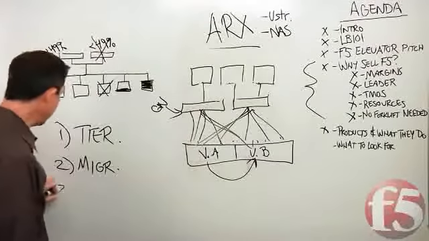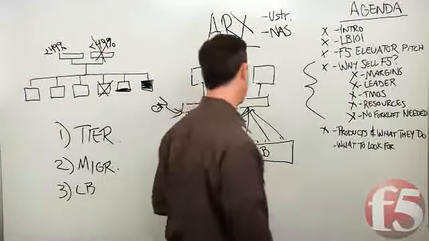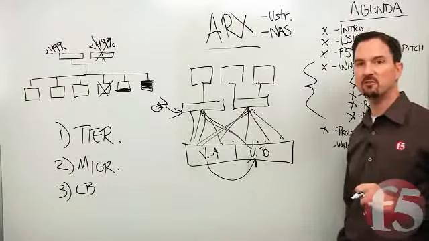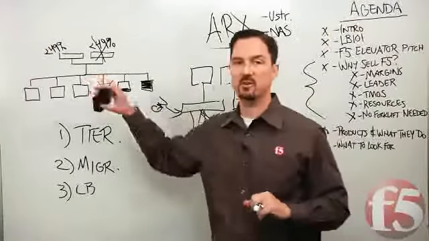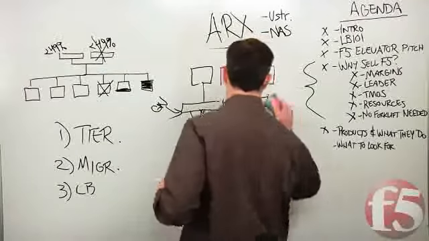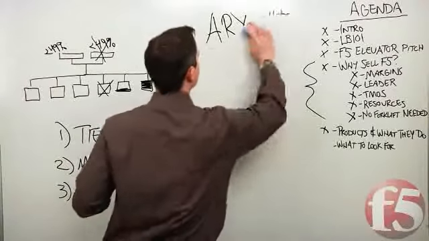And then the third thing is your traditional load balancing. We're also going to be load balancing the traffic, ensuring high performance and longer lifespan out of those file servers, just like we do with our traditional BIG-IP product. So there you have it. That's the ARX solution. And really, now you know plenty to go out and make good money with F5.